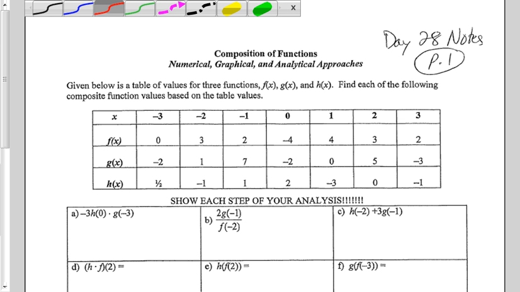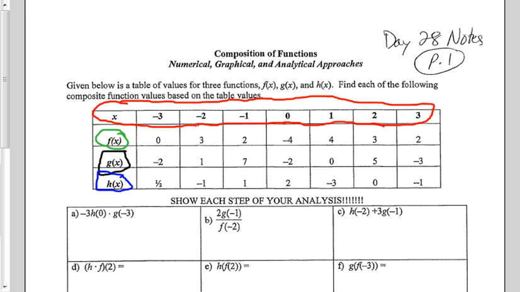Okay, given below is a table of values for three functions, f of x, g of x, and h of x. Find each of the following composite function values based on the table of values. As you can see, the table's given a little bit differently than ones we've seen in the past. It's listed horizontally, not vertically.